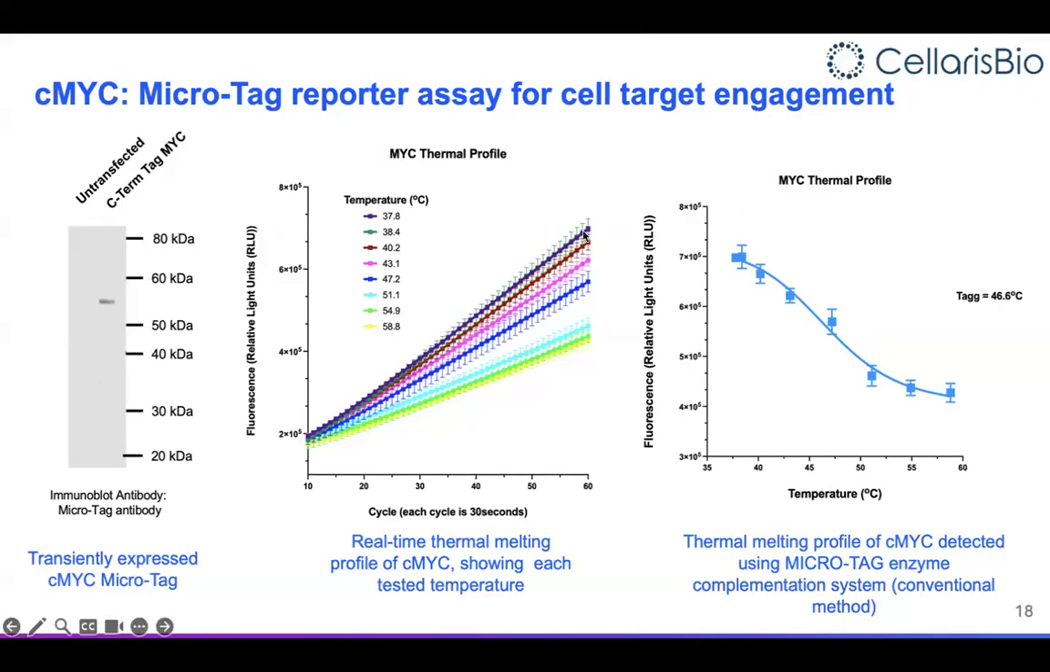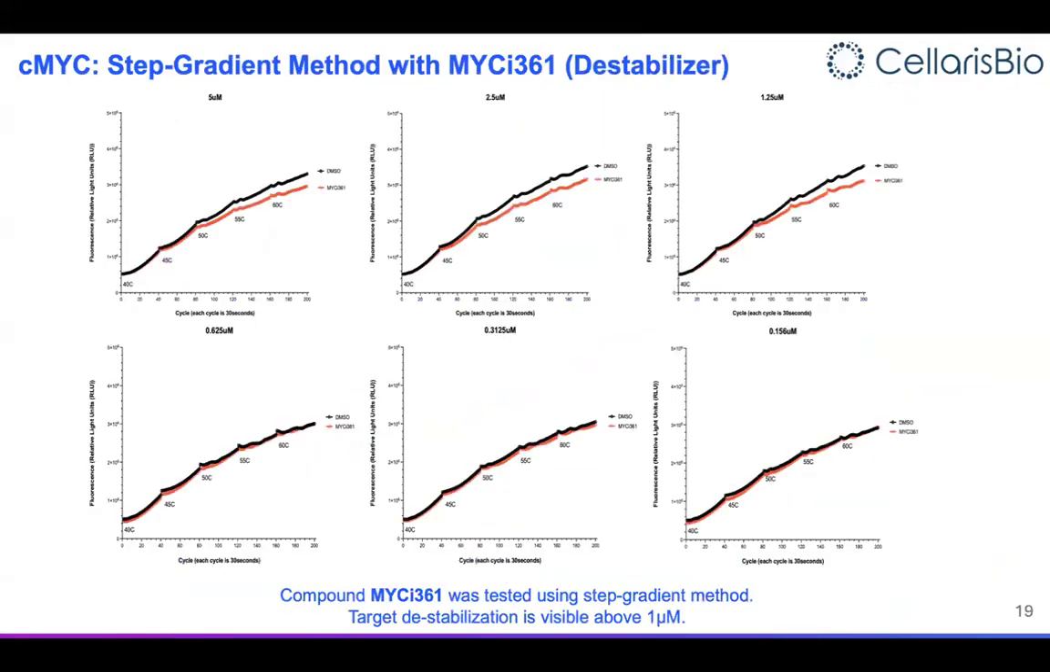You can take each one of these, the fluorescence at cycle 60, plot that against temperature, and it identifies a temperature of aggregation for Myc at about 47 degrees Celsius. So this is the conventional method, looking at identifying a temperature of melting for the protein. But what we wanted to do was to look at Myc in our step gradient. We onboarded a commercially available Myc binding molecule called MycI361 and ran a step gradient.